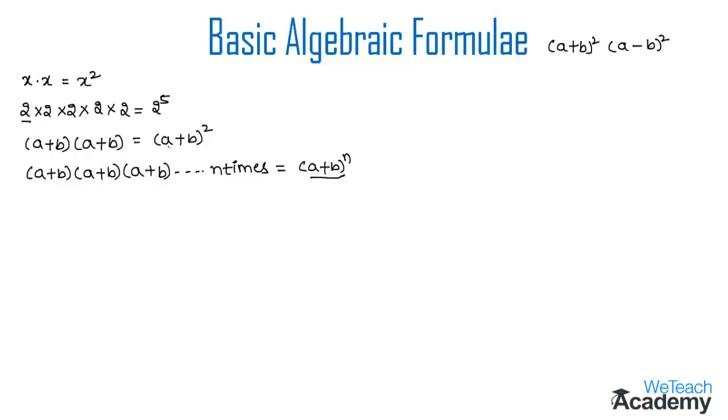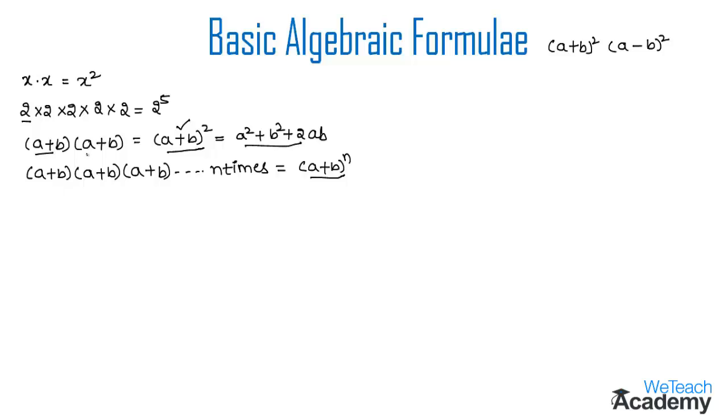So here it becomes very difficult to expand such expressions, and it is also a time consuming process. In order to expand, we have a formula directly for a plus b whole square, which is nothing but a square plus b square plus 2ab. So how would you get this formula? Let us derive the formula for a plus b whole square.